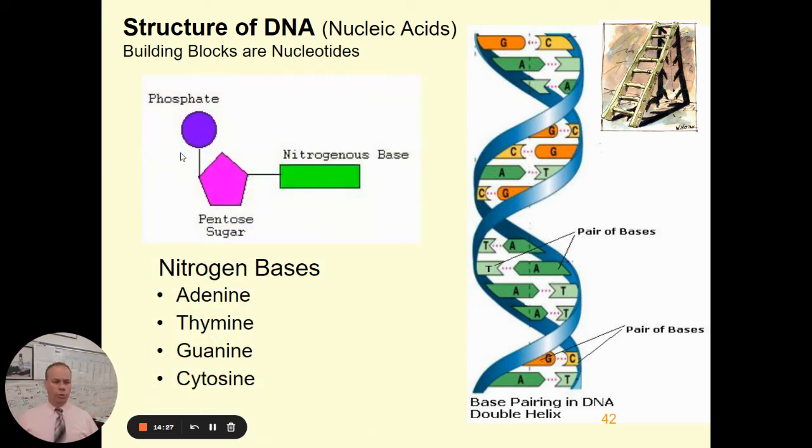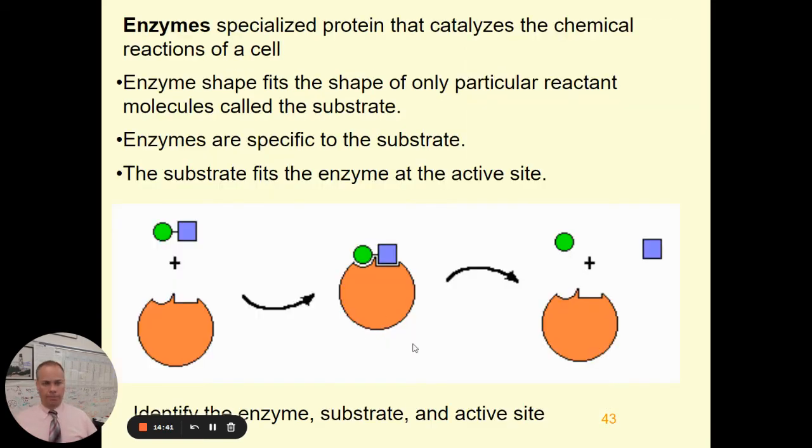This is a single nucleotide. A single nucleotide is a phosphate, a sugar, and then one of the four bases. And a whole bunch of these, millions of these, bonded together is what forms an entire DNA molecule.